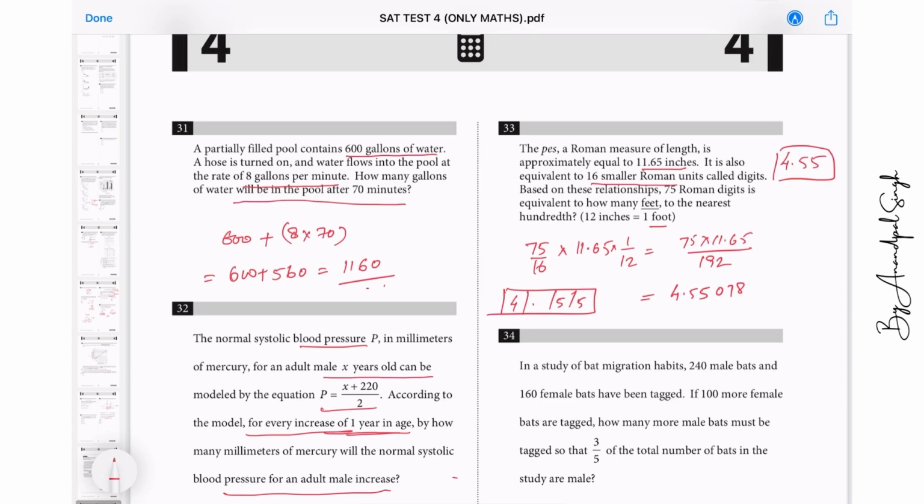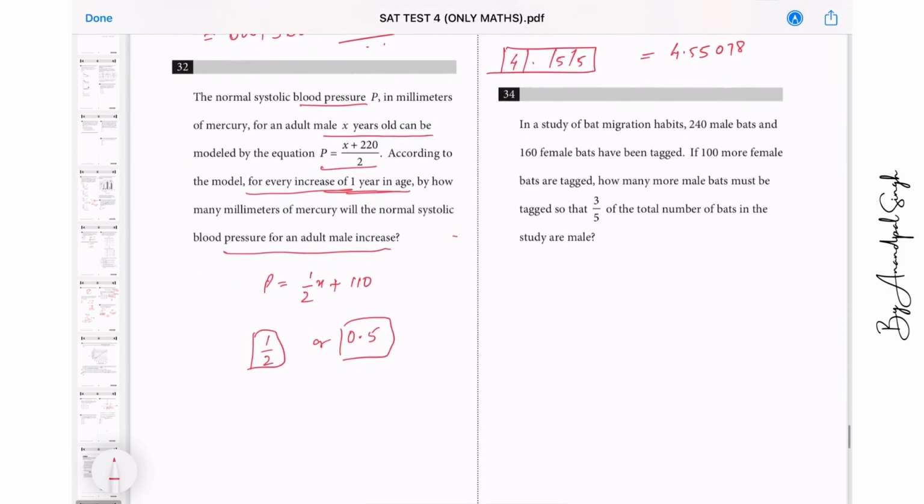Next question. Question number 32. In a study of bat migration habits, 240 male bats and 160 female bats have been tagged. If 100 more female bats are tagged, how many more males must be tagged so that 3 by 5 of the total number of bats in the study are tagged? Let us see. 240 males are tagged. How many more male bats are tagged? Let us suppose X are tagged. And 100 female bats are tagged.